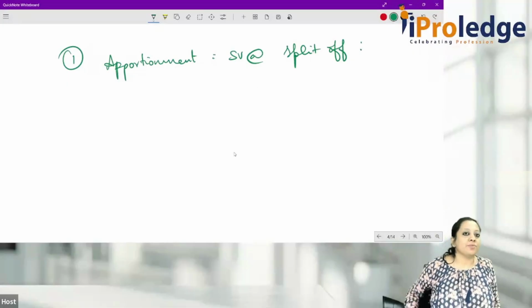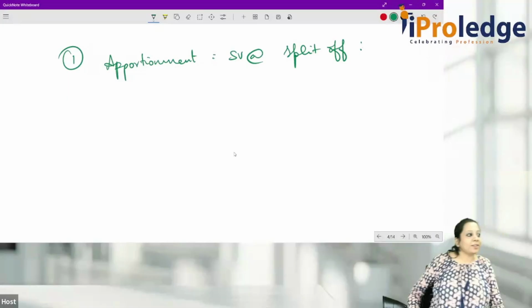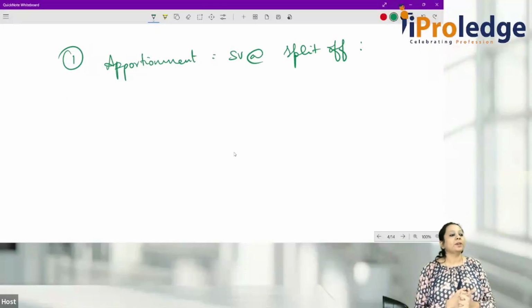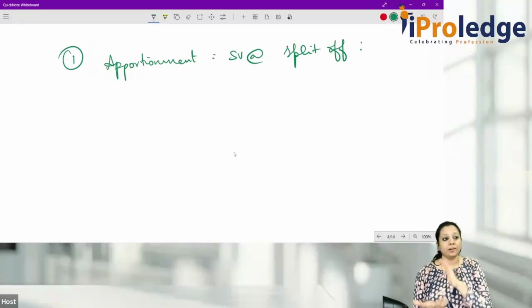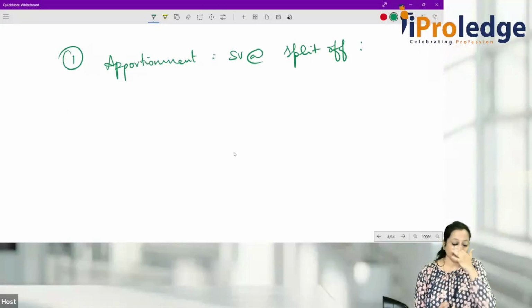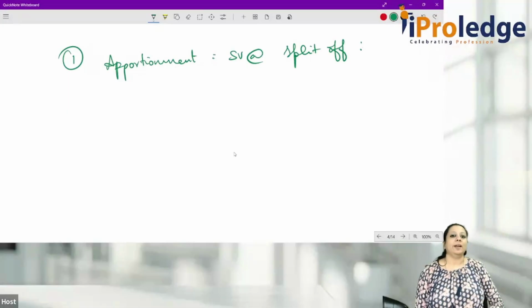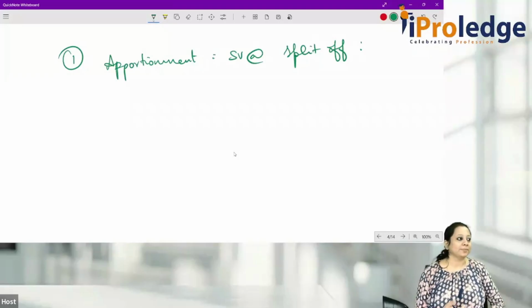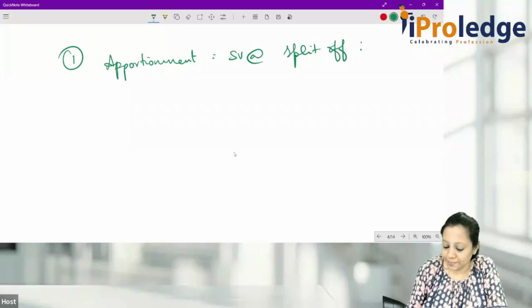So you can state your assumption in the footnote. I have assumed this because no basis is given. Alternatively, NRV can be chosen. Whatever is a logical basis will be accepted. So sales value at split off. I'll tell you why I'm doing this. It's actually easy. NRV takes more time. So let's do this.